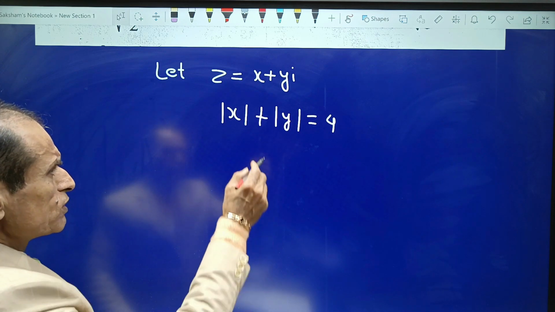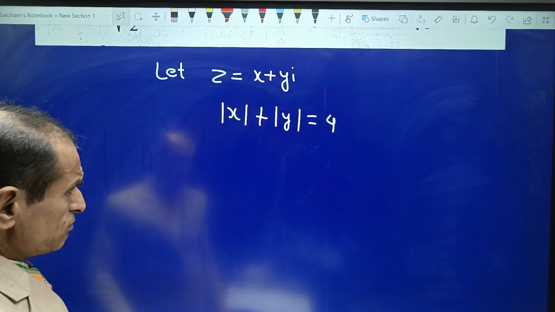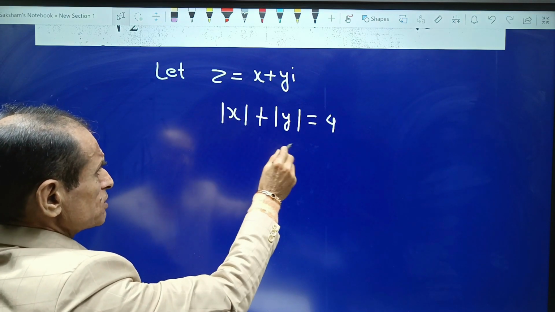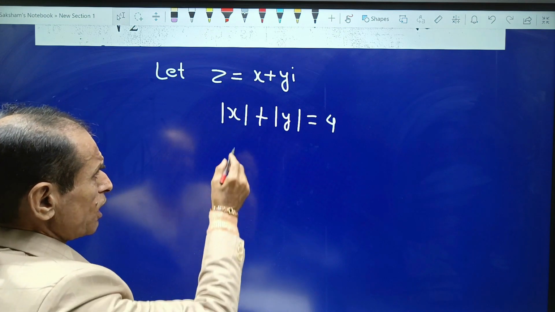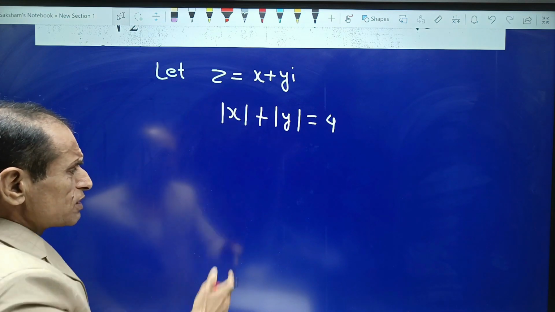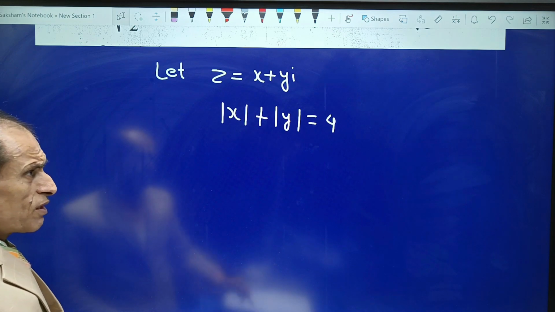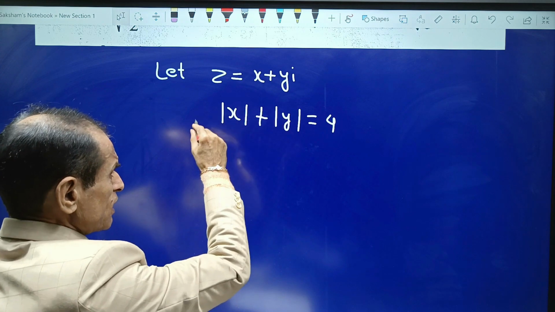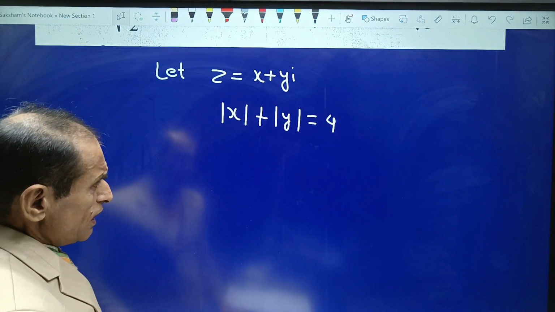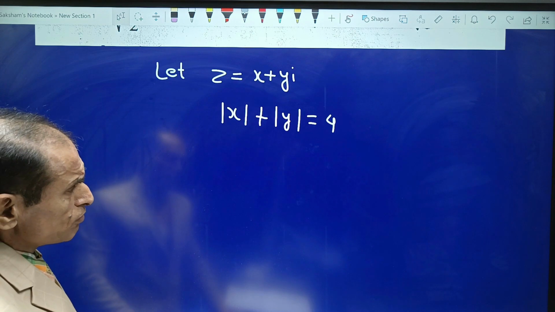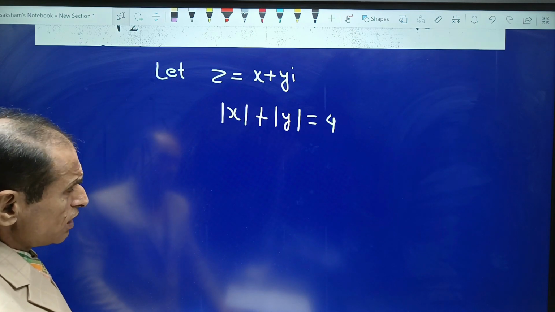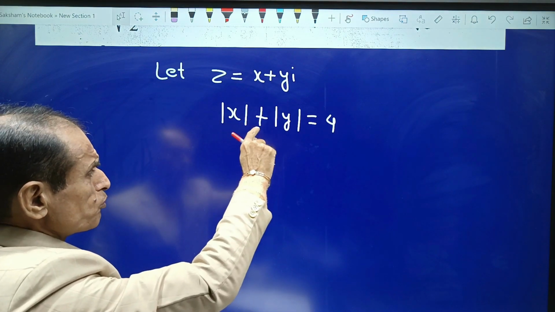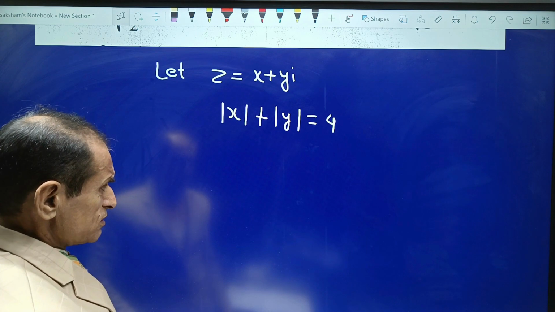To do this question, first of all, we draw the graph of this equation. It is clear that if we write minus x for x, the equation remains unchanged. This means the graph of this equation will be symmetrical about the y-axis. And because by writing minus y for y, again the equation remains unchanged, hence we can say the graph will be symmetrical about the x-axis also. That is, the graph will be symmetrical about both x-axis and y-axis.